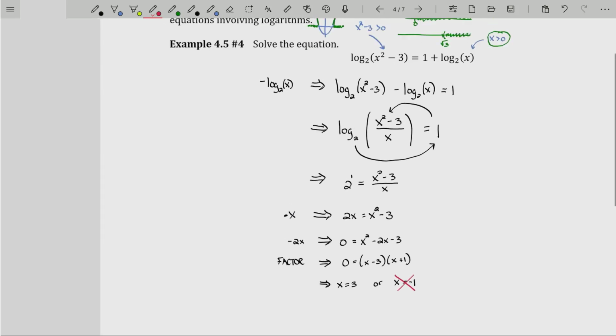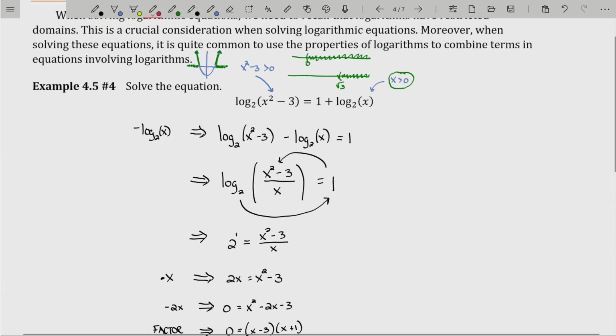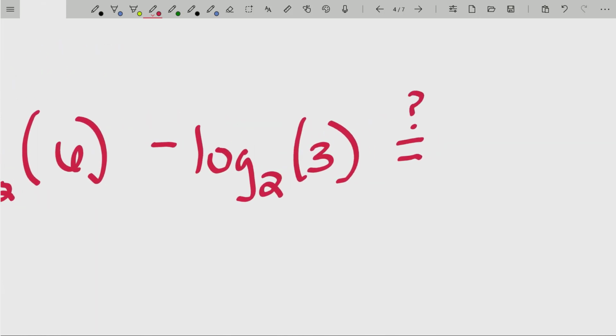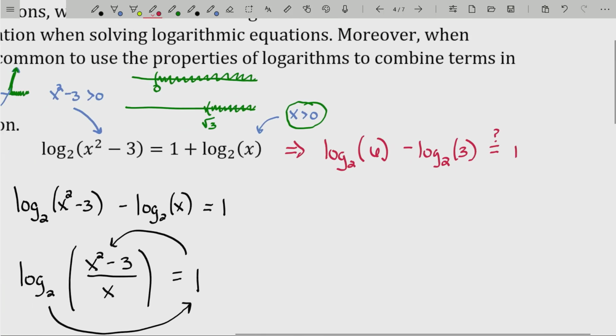So we're going to go ahead and go back to the original equation, and we're going to plug in 3 to that original equation, so log base 2 of 3 squared minus 3, so that's 9 minus 3, or 6. And I'll move the other logarithm over as well. And the question is, is this going to equal 1?